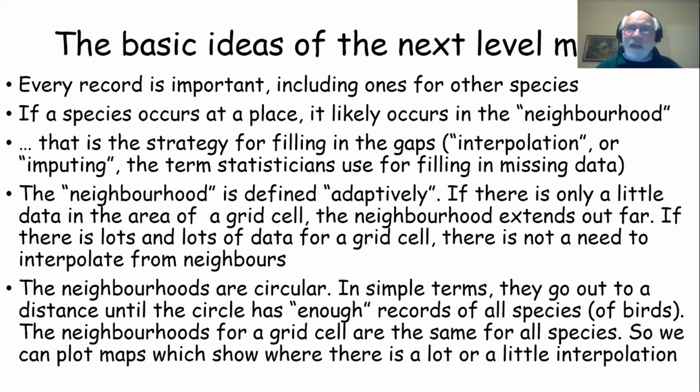The technicalities and the equations of that are quite complicated, but it's just a concept that we need to talk about tonight. So for the butterflies, there's one set of neighbourhoods. Each grid cell has a neighbourhood, the amount of data, how far you have to go to get enough data for that species. So it's not species specific, it's taxon specific.